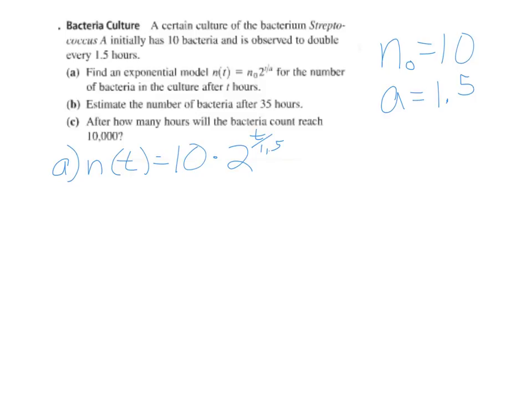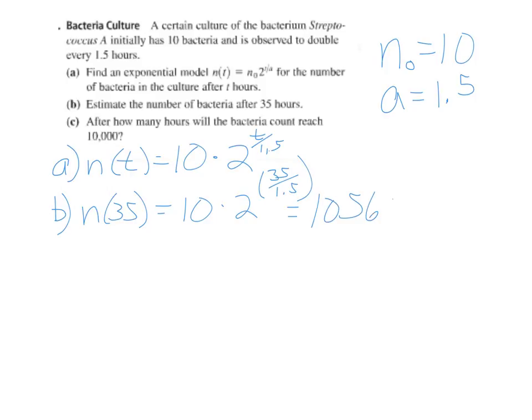Part B, estimate the number of bacteria after 35 hours. Now we have a value to fill in for t. So the number of bacteria at 35 hours would be 10 times 2 to the power of 35 divided by 1.5. And when you put that in the calculator, you get 105689838 bacteria after 35 hours, starting with 10. That's how many you end up with.